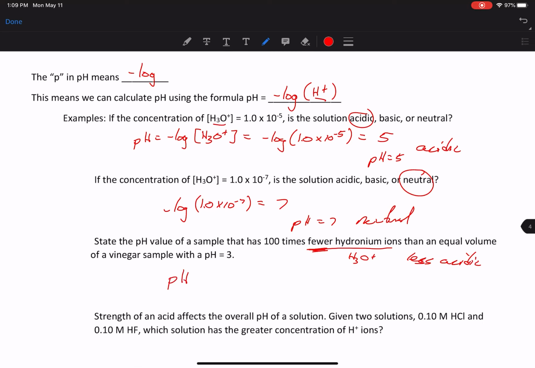So when you have a pH of 3, when you go to a pH of 4, you're getting 10 times less acidic. That means when you're going to a pH of 5, so if we go from a pH of 3 to a pH of 5, we're getting 100 times less acidic. So for this one, the answer would be a pH of 5 because it has 100 times fewer hydronium ions.